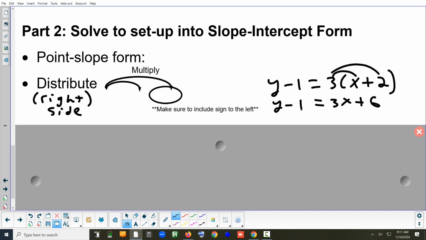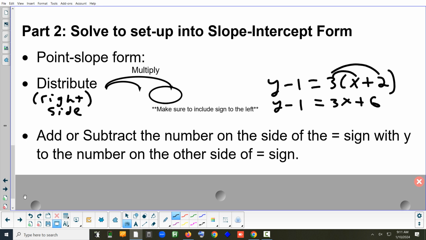That's how you do the distribute. And then what's the next thing you have to do? Add. Yeah, in this case you'd have to do what? You wouldn't add -1, you would add +1. So then add or subtract the number that's on the same side as the y. Do you add or subtract? Well, it depends. You do the opposite of what you have. So add or subtract the number on the same side of the equal sign.